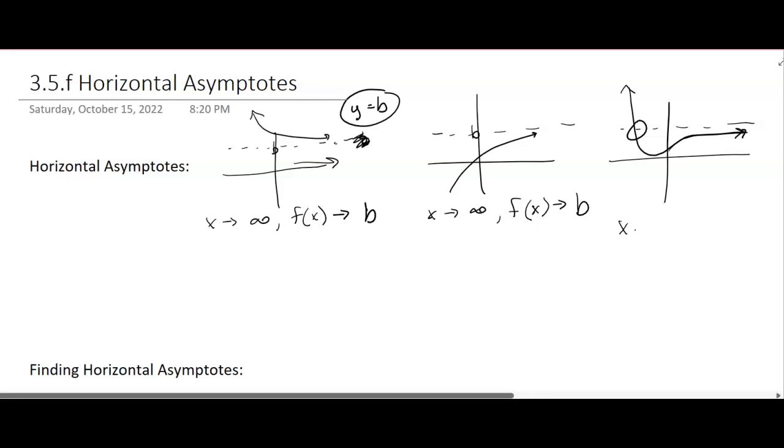So we would say as x approaches infinity, f of x, I'm putting it still at b, f of x is approaching b. Okay? So it kind of doesn't approach b right away, but in the long run, as the numbers are getting larger and larger, it starts to approach b. Okay, so how do we find horizontal asymptotes?